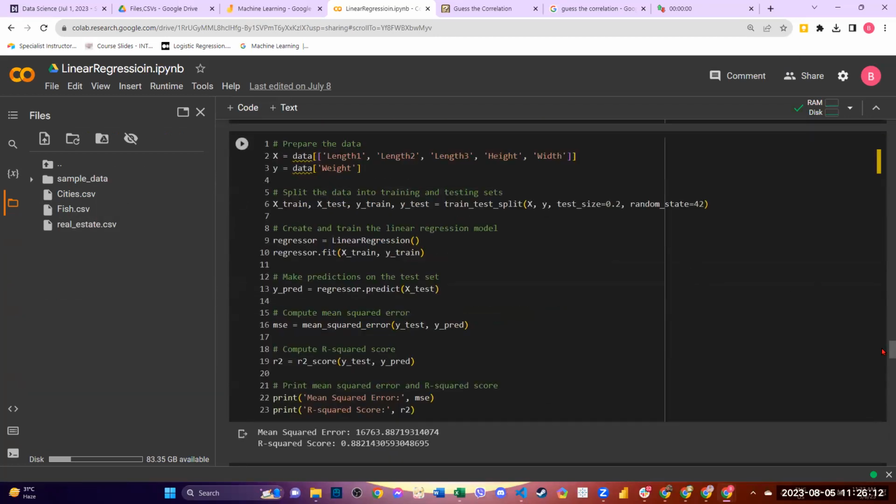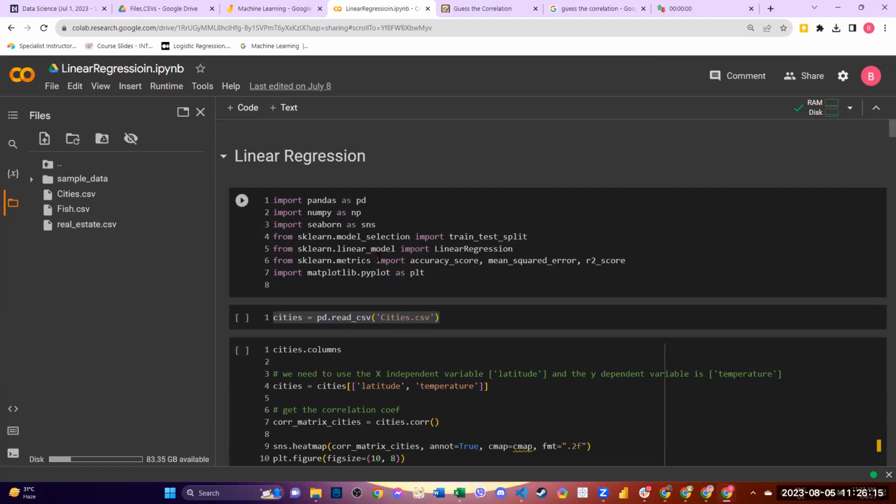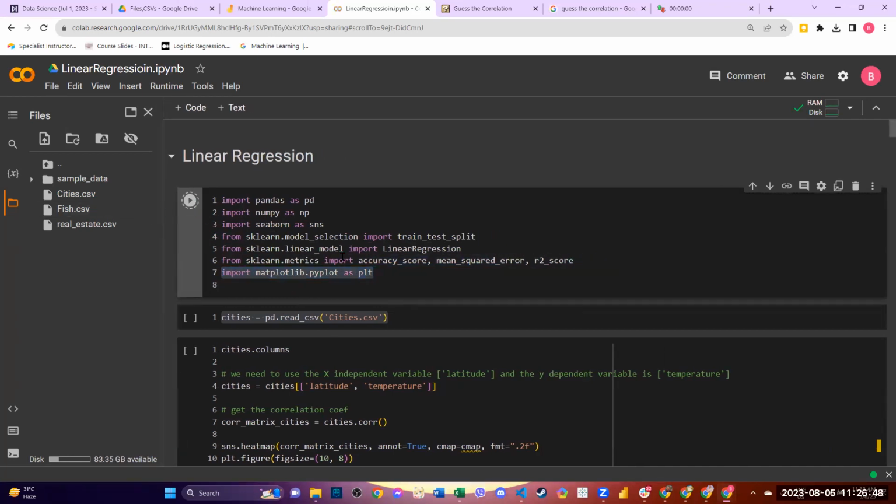So we start again with our imports, our libraries. This is pandas for our data frame, numpy for our plotting, then sklearn for our train test split, linear regression, our evaluation metrics such as the accuracy score, mean squared error, and R2 score, and also matplotlib for our graph. So let me load all of that. Okay, load all the libraries.